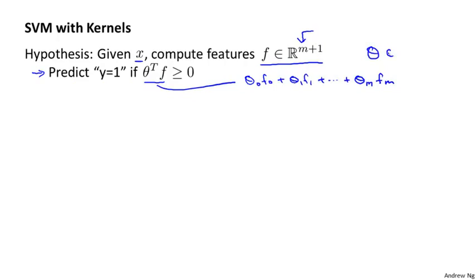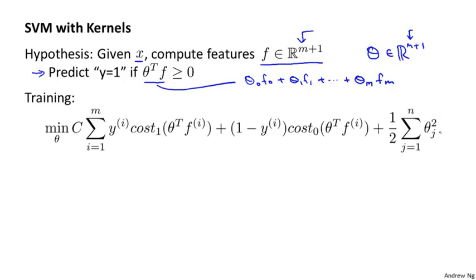And so my parameter vector theta is also now going to be an m plus 1 dimensional vector. And we have m here because, right, the number of landmarks is equal to the training set size. So m was the training set size, and now the parameter vector theta is going to be m plus 1 dimensional. So that's how you make a prediction if you already have a setting for the parameters theta. How do you get the parameters theta? Well, you do that using the SVM learning algorithm.